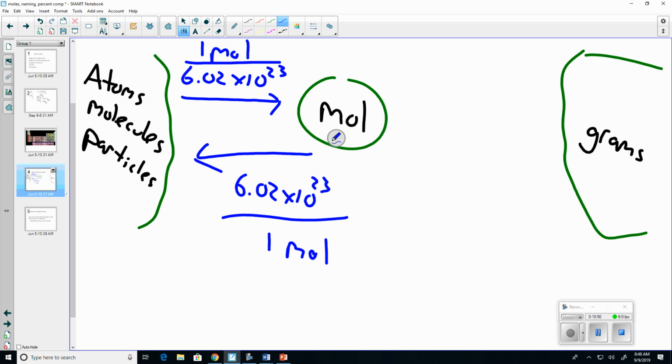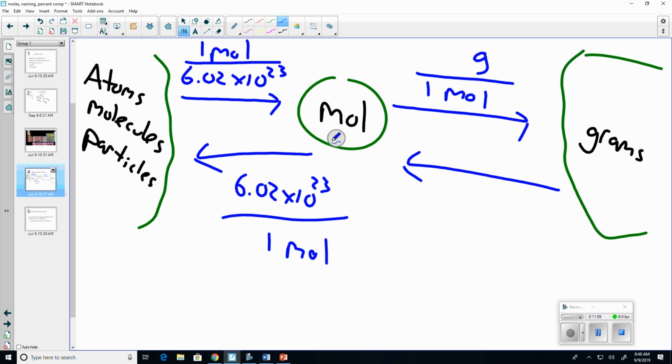And then moles to grams, you have to have grams on the top of your conversion, 1 mole on the bottom. And remember, that number of grams is the molar mass added up from the formula. Or vice versa, if I was going from grams to moles, whatever I want to solve for is on the top. Whatever I'm trying to cancel out is on the bottom.